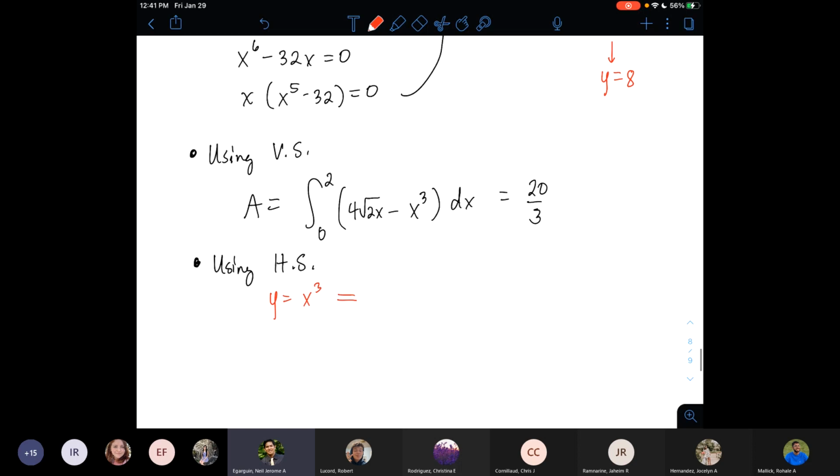But that's not a big deal. This is equivalent to saying that x is equal to the cube root of y, right? You just took the cube root of both sides in order to get the value for x.